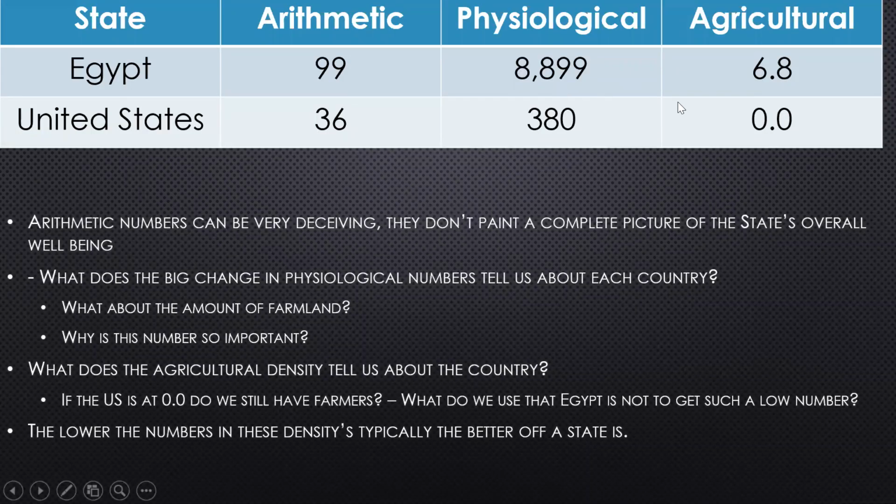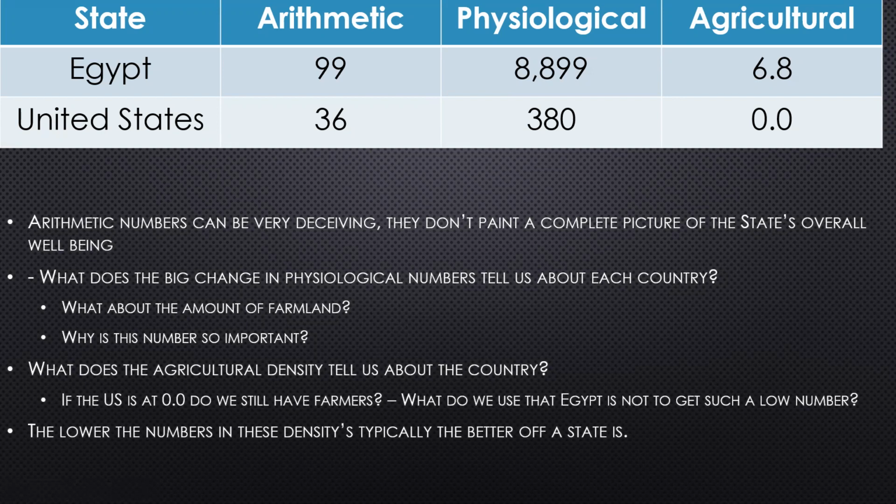You can see here the numbers, right? I don't have to read them off. But again, arithmetic numbers, very deceiving. They don't paint the complete picture, right? But look at the physiological density numbers. What does the big change in physiological numbers tell us about each country? What does it tell us about the farmland? Why are these numbers so important? What does the agricultural density tell us about the country?